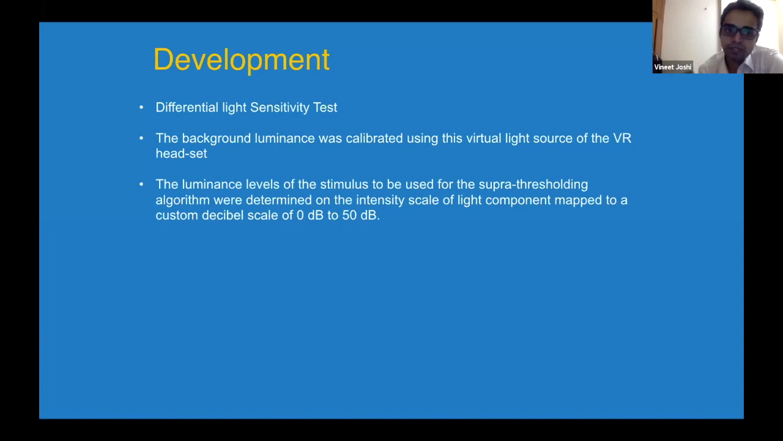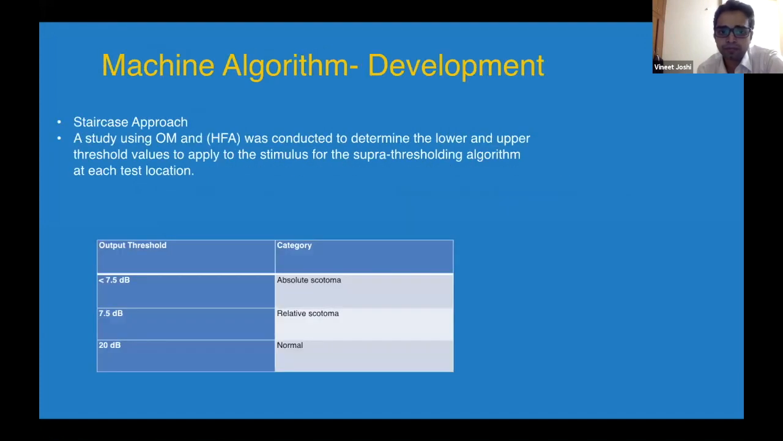And to develop this, we had to validate the background luminance of the LED headset of the virtual reality headset. And there are various scales of the Unity game engine, which allow you to actually pinpoint the correct duration of the stimulus, ranging from 0 decibel to 50 decibels, and convert it to your validated point.